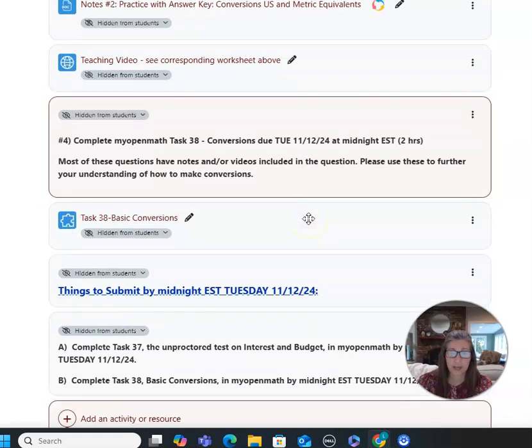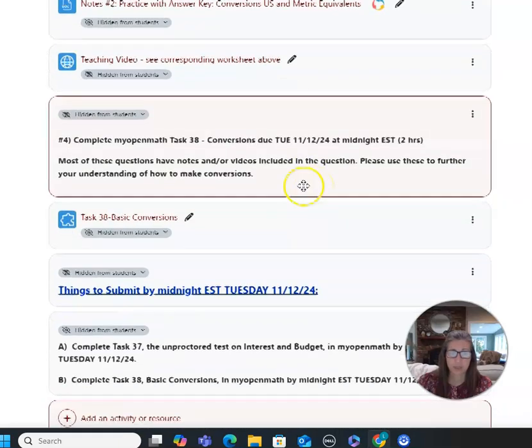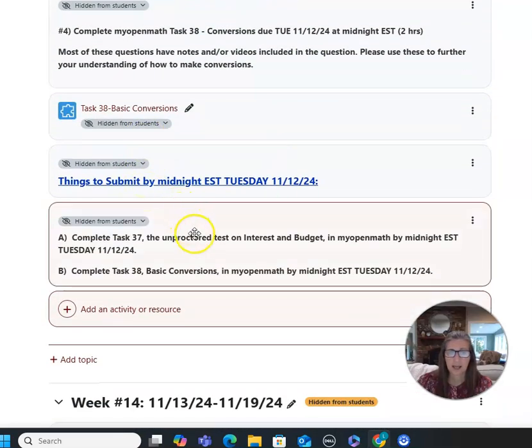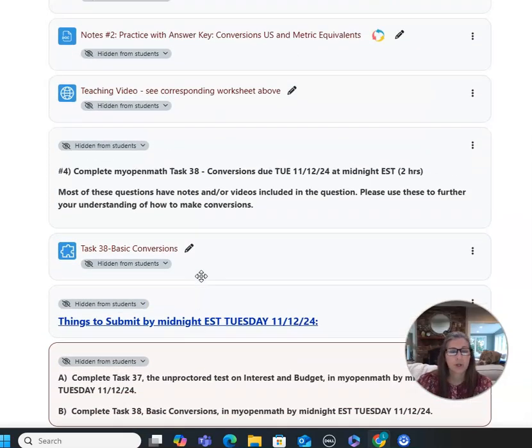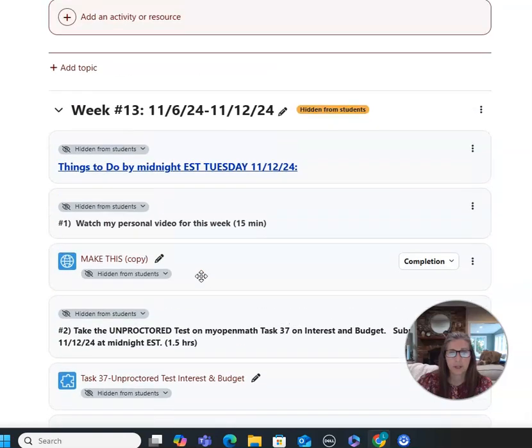You're going to complete 1 task on conversions. It's due Tuesday night. There it is. And that's it. 2 tasks. So one is an unproctored test, and the other one is a conversions task. These are basic conversions. Again, this week we're going to just start with the basics, and next week we will expound upon that. So I hope this week goes well for you.